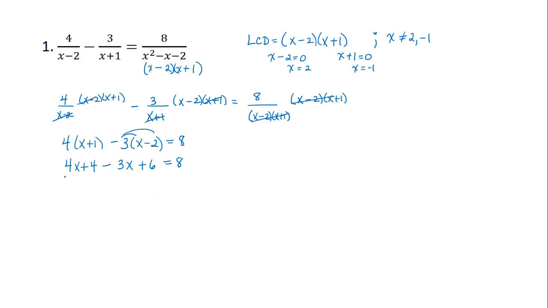Combining like terms, 4x minus 3x is x, and 4 plus 6 is 10, so we have x plus 10 on the left equals 8. Subtracting 10 from each side, we get x is equal to negative 2. Negative 2 is not a restricted value, therefore the solution set is a set containing negative 2.